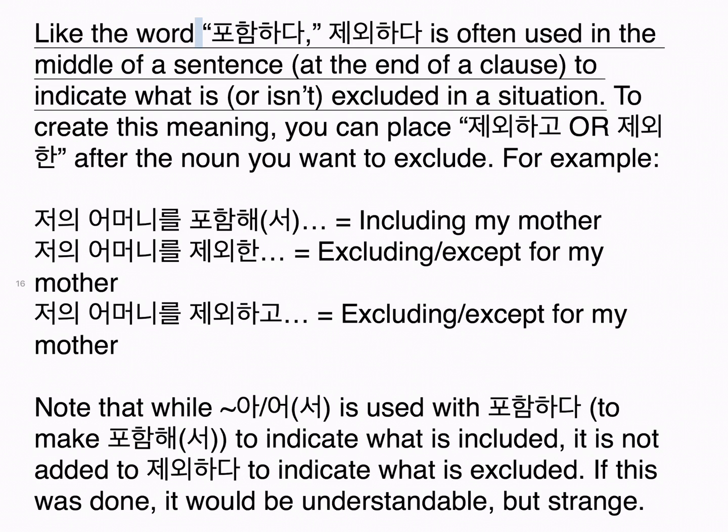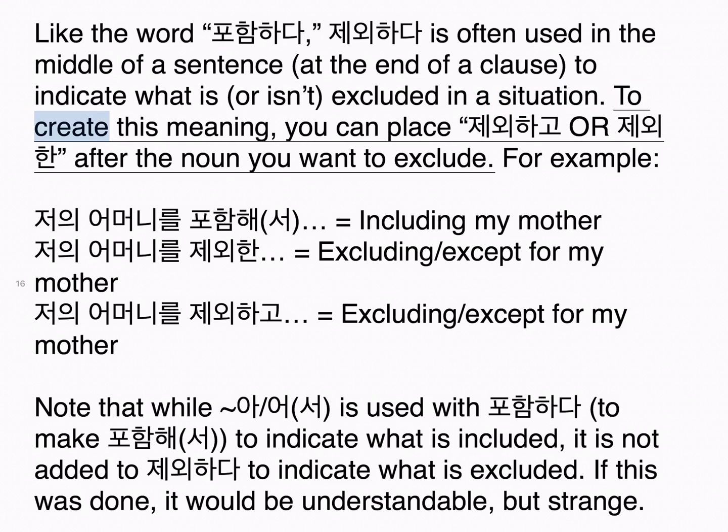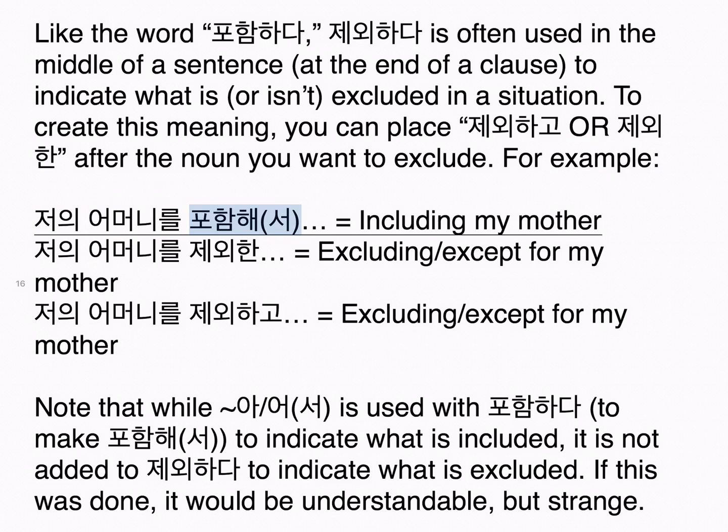Like the word 포함하다, 제외하다 is often used in the middle of a sentence, at the end of a clause, to indicate what is or isn't excluded in a situation. To create this meaning, you can place 제외하고 or 제외한 after the noun you want to exclude. For example, 저의 어머니를 포함해서, including my mother, 저의 어머니를 제외한.